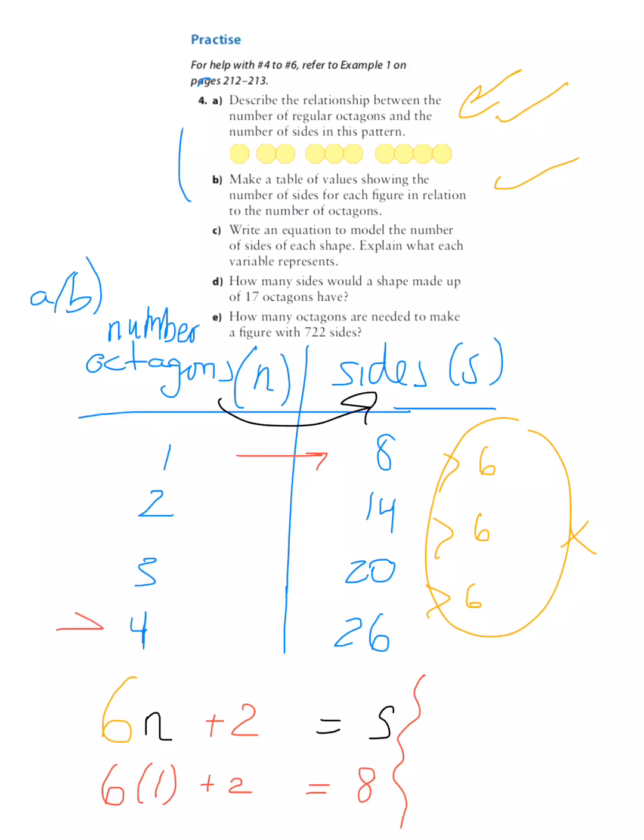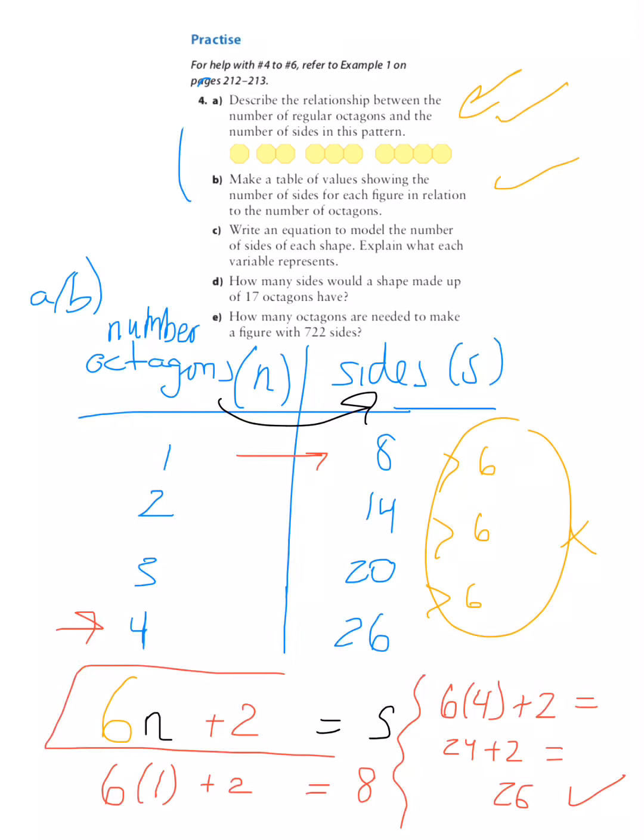Let's just do a quick check with this bigger one. So 6 times 4 plus 2, what does that equal? It should be 26 if we're right. So 6 times 4 is 24, plus 2 equals 26. So this is our equation. A couple different ways of doing that. Hopefully that makes sense. That's the hardest part, to jump from the table to the equation, but I believe in you guys. So let's continue on here.